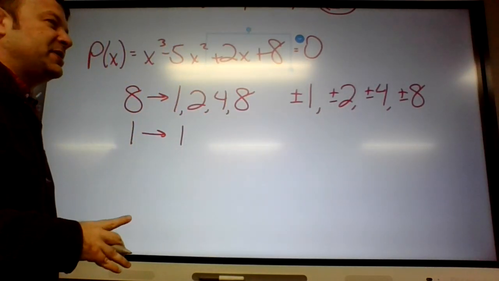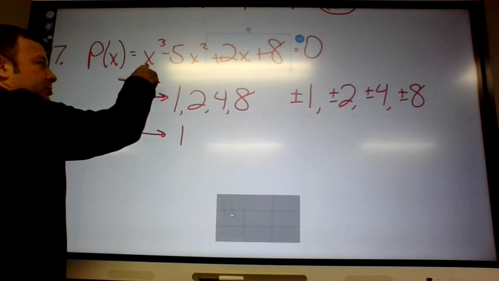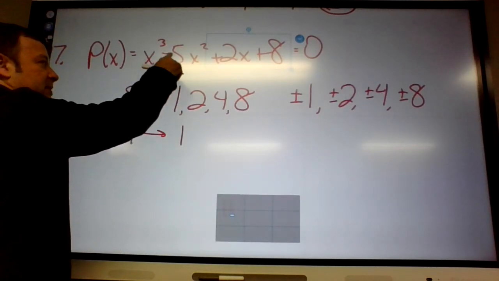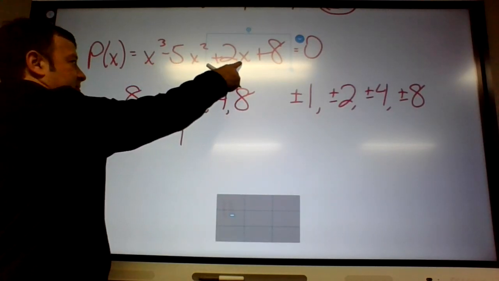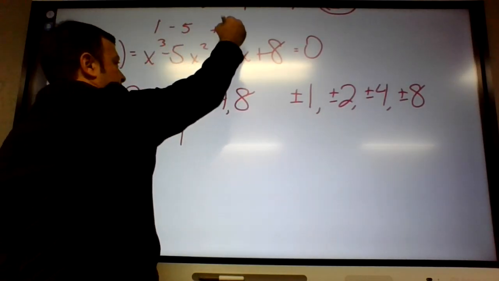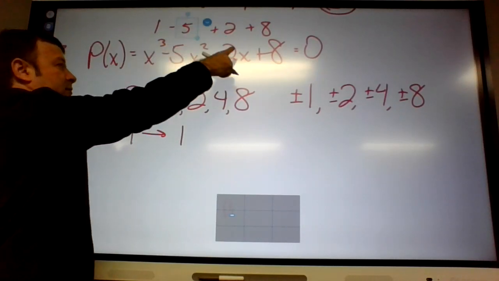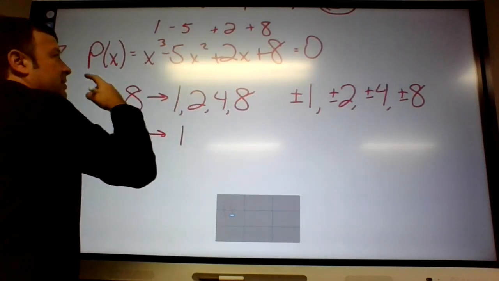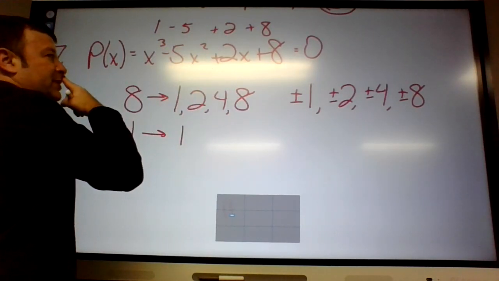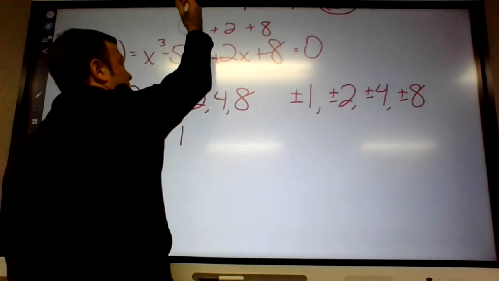1 is kind of easy to plug in, so I'm going to do it the old-fashioned way, because what's 1 cubed? 1. These just turn into 1s, so it would just be 1 minus 5 plus 2 plus 8, because 1 times 5 is just 5, 1 times 2 is 2. So that doesn't work. So erase number 1.